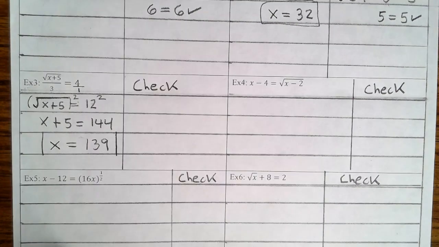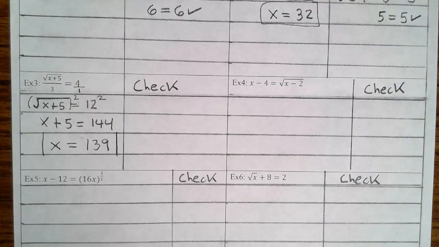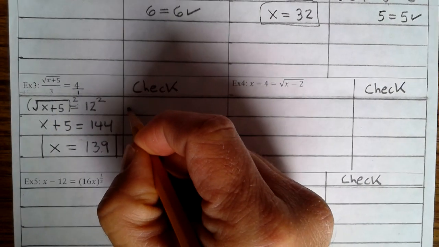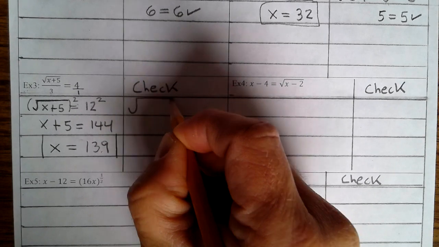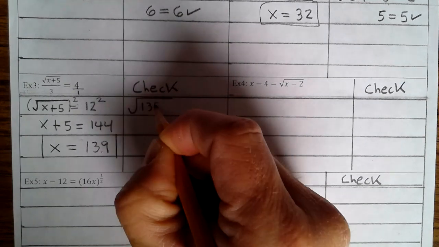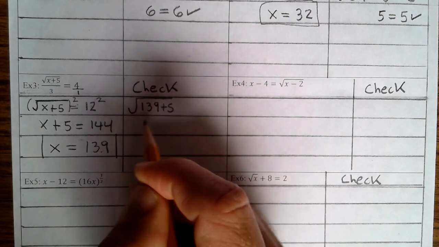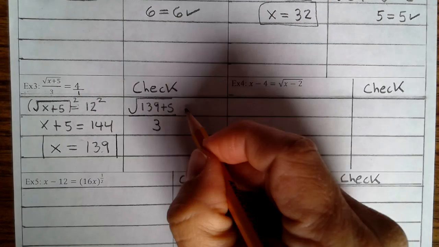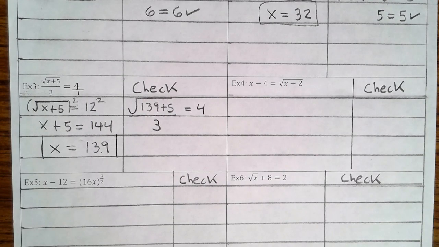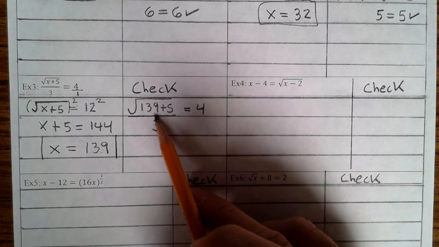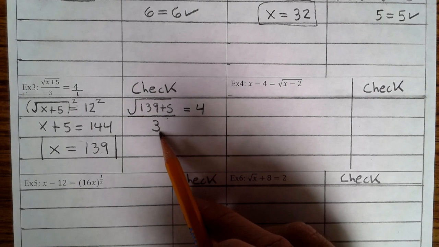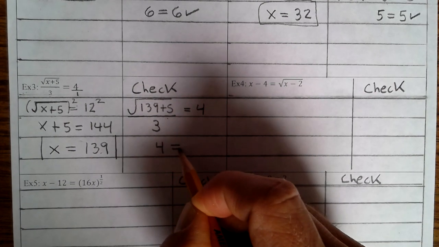Okay, now let's check. We're going to substitute 139 back into this. So that's the square root of 139 plus 5, divided by 3, equals 4. Well, 139 plus 5 is 144. The square root of 144 is 12. 12 divided by 3 is 4, so 4 equals 4. So this checks.